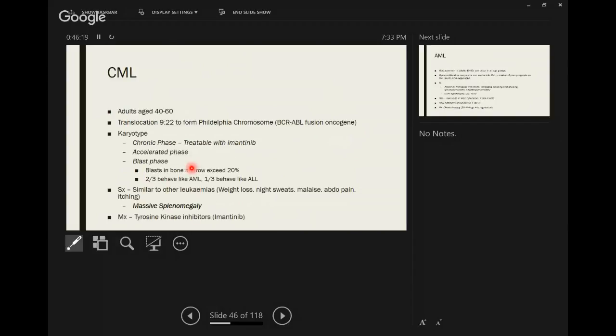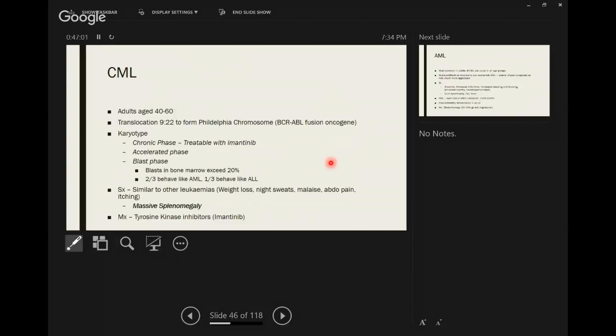All right, so CML is adults aged 40 to 60. It results in a translocation from chromosome 9 to 22 to form the Philadelphia chromosome, and it results in a BCR-ABL fusion oncogene. Super buzzwordy, always gets tested. There are 3 phases: a chronic phase, which is treatable with imatinib, an accelerated phase, and a blast phase. Blast phase is when the blasts in bone marrow exceed 20%. Two thirds of them behave like AML, and one third behave like ALL. It's usually AML though, so you think of it as progressing into AML.